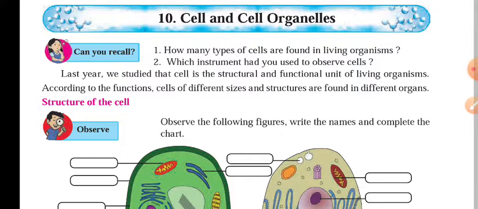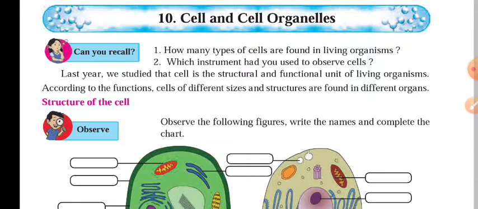Today we are going to see State Board Class 8 Science Chapter number 10, Cell and Cell Organelles. In this chapter, we are going to learn about the cell and the internal cell organelles and their functions, how they help the cell to complete its metabolism, carry out different functions, and support the cell and cell activities.